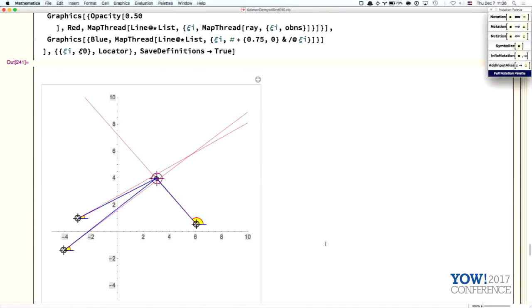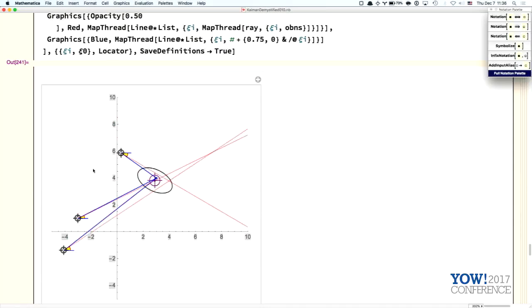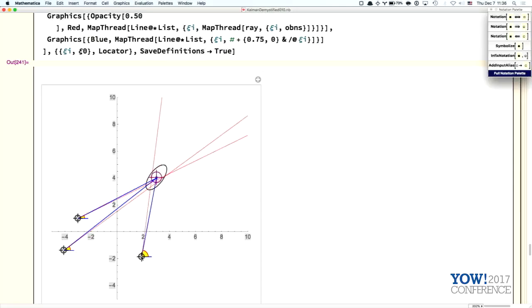Now here I have a little tiny Kalman filter running. It's running in constant memory. Every time I move one of these gadgets, it resets and starts over, taking data. Let me tell you what's going on here. This is a 2D simulation of spacecraft tracking.